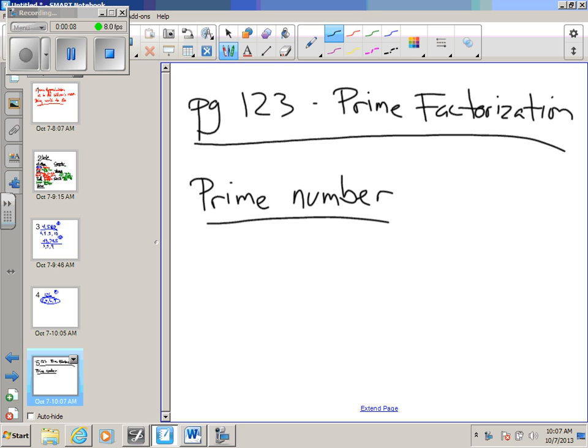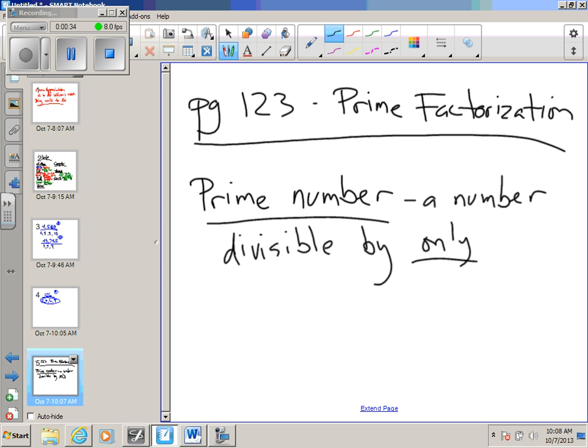Prime factorization, the first thing we need to discuss is what a prime number is. Anyone off the top of their head remember what makes a number prime? Okay, very good. A number divisible by only 1 and itself.